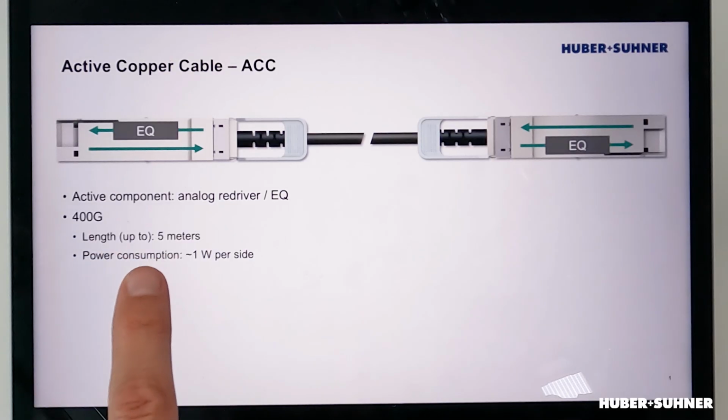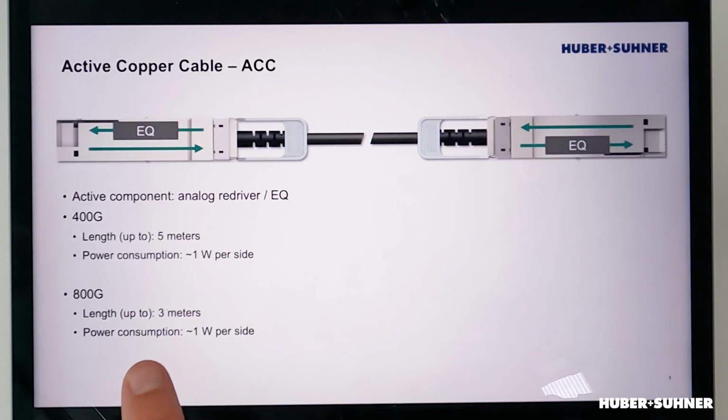And just this small addition actually has quite a big impact, because we're talking about 400 gig, so 100 gig per lane, we can now achieve a length of up to 5 meters. And also the power consumption is still quite manageable, because we're talking about roughly 1 watt per side. And also the cost increase isn't so big.